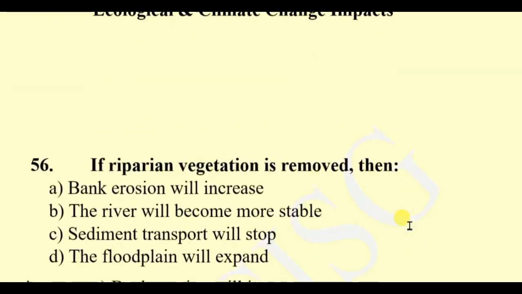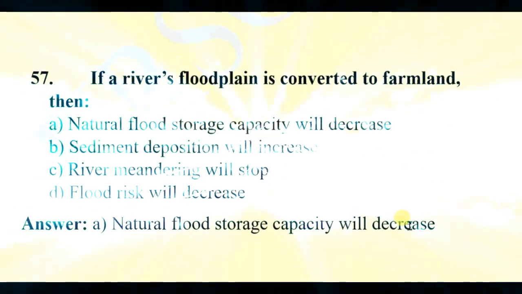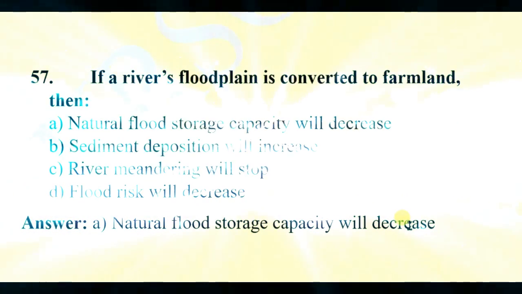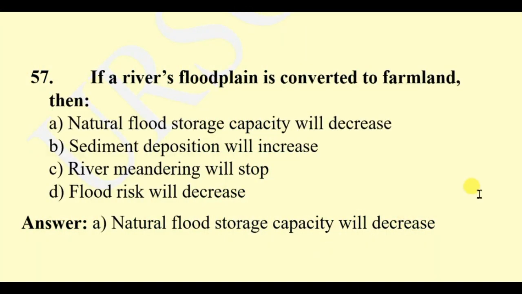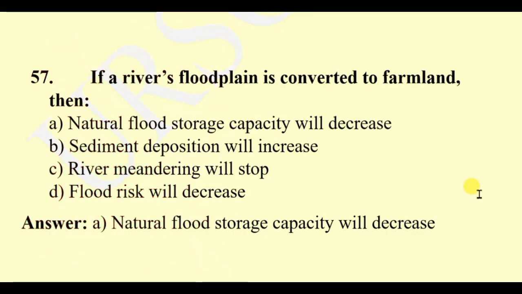Ecological and climate change impacts category. Question number 56. If riparian vegetation is removed, then bank erosion will increase, the river will become more stable, sediment transport will stop, the floodplain will expand. Here the right answer will be bank erosion will increase. Question 57. If a river's floodplain is converted to farmland, then natural flood storage capacity will decrease, sediment deposition will increase, river meandering will stop, flood risk will decrease. So the right answer will be natural flood storage capacity will decrease.